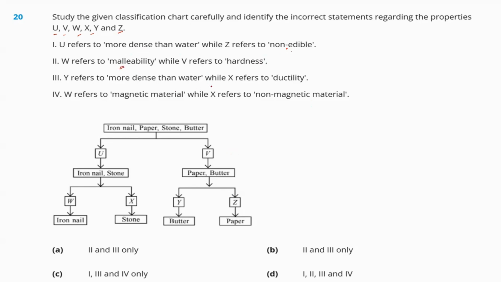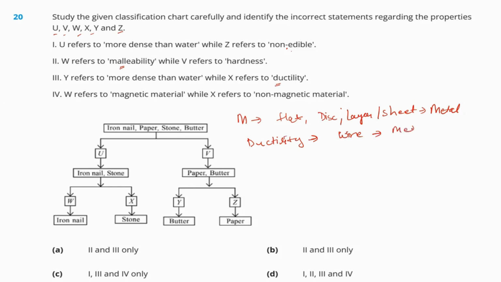What is malleability? And another one is ductility. So malleability, what happens is, if you hammer any material, it should get flattened. Okay, it should form a disc or a layer or a sheet, and this is majorly a characteristic of a metal. Almost all metals would be malleable. Ductility is a phenomenon. If you stretch the material, it would form a wire, and this is again a property of a metal.